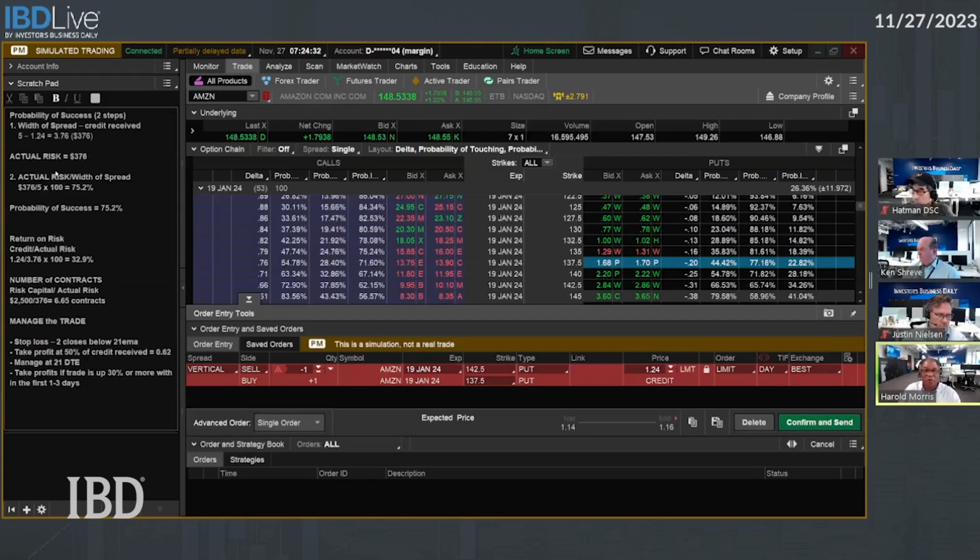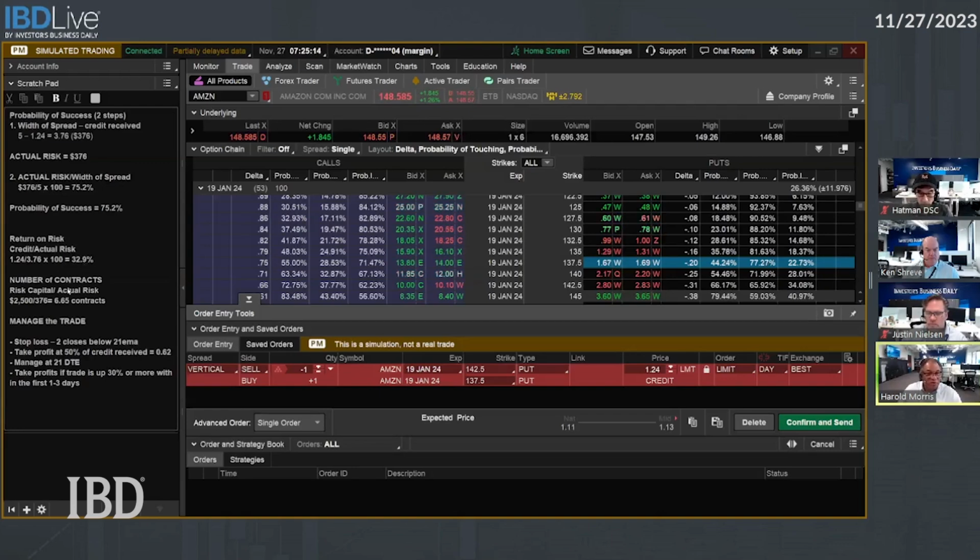Step two in probability of success is we take the actual risk divided by the width of the spread, and that's going to give us a probability of success of 75.2%. Pretty good number. I like to be in the upper 60s and the 70s. Next, we're going to calculate our return on risk. What can we expect if we hold this till expiration, which would be 53 days out? We take the credit received, which is $1.24, divided by our actual risk, which is $3.76. That gives us a return on risk of 32.9%, or let's call it 33%.